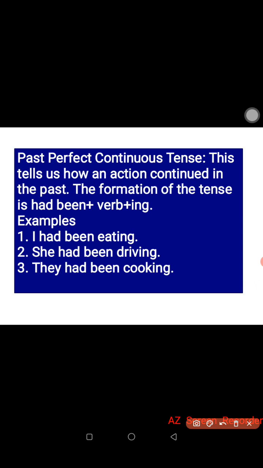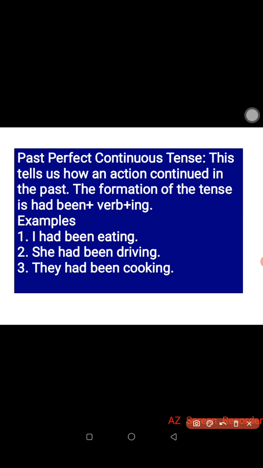Examples. I had been eating. Remember, it is not I have been eating. If it's I have been eating, it is an action that is still going on. I have not stopped eating. But this, I had been eating, means you used to eat before.